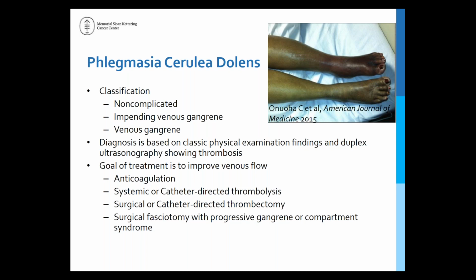Impending venous gangrene is when the leg is already compromised. They may have a decrease in sensation. They may have a lot of pain and visual changes, decreased motor function. And these are the patients that you would call impending venous gangrene. And then the patients with venous gangrene are the patients that cannot be salvaged with revascularization. It is just the patient that requires an amputation.